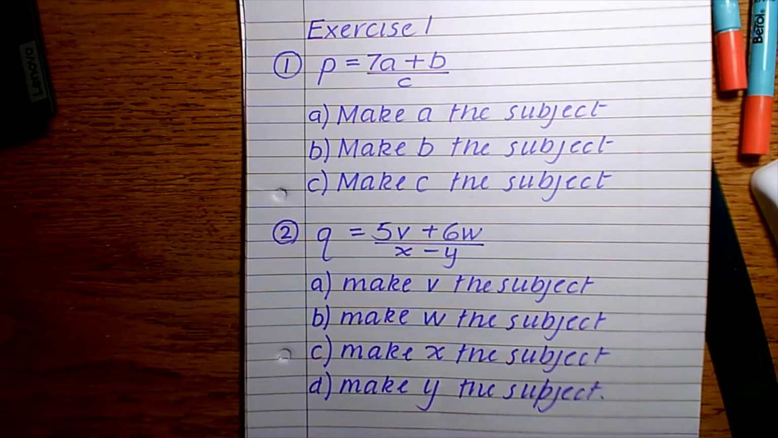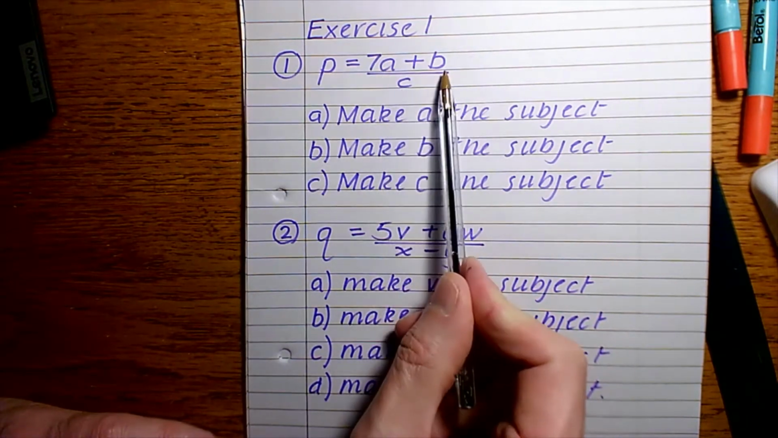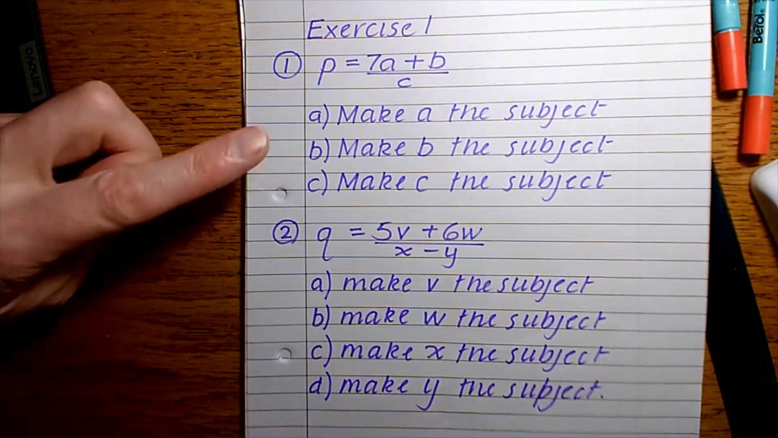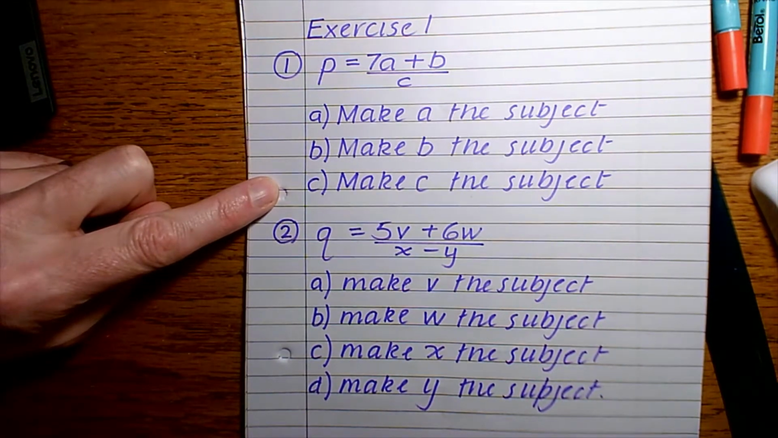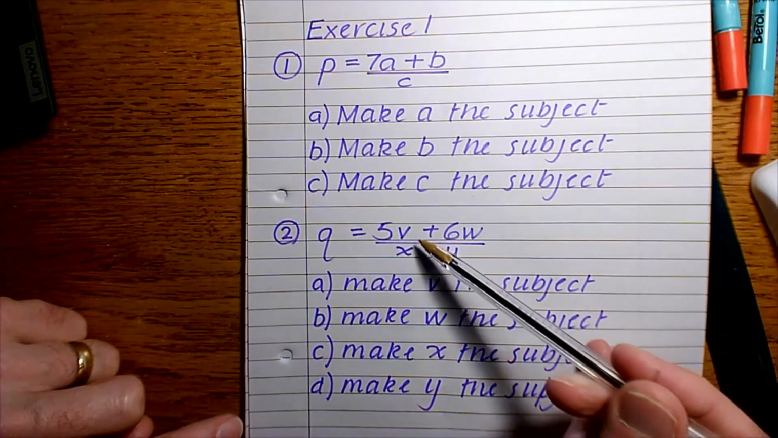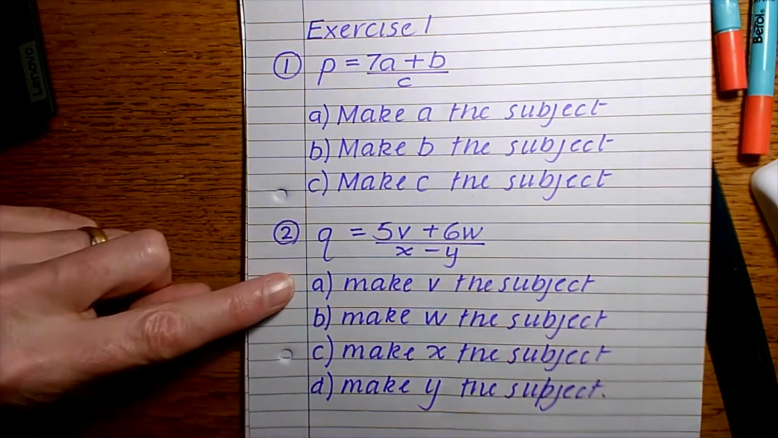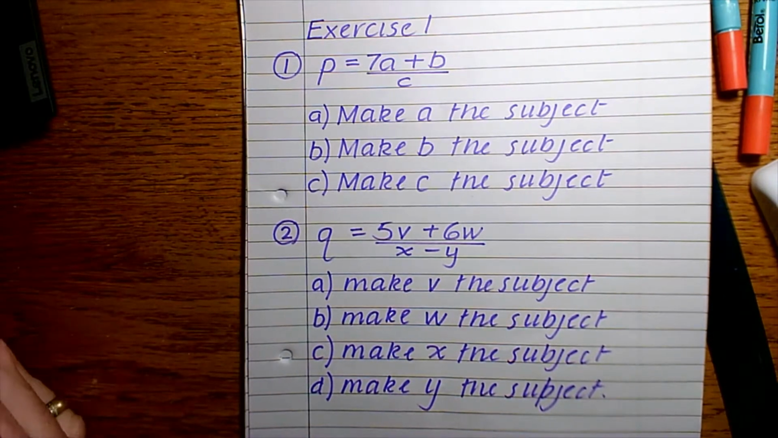Okay, folks, here's exercise 1. You'll notice that this formula has an A in it, a B in it, and a C in it. This time we're going to ask you to make each of these the subject, so work three times with the same formula. This one here has got 4 letters in it, and we're going to ask you to make each of these letters the subject. So you should be able to work through that okay. Pause the video here.